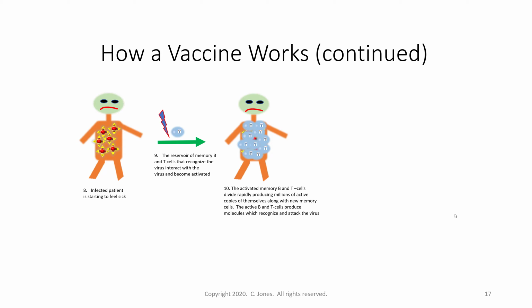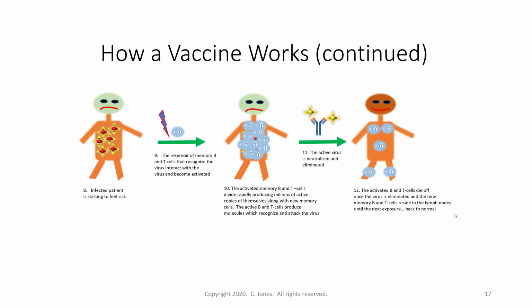My lymph nodes are swelling. That means my immune system is responding. I am making memory B and T cells. And those memory B and T cells, guess what? They're going to make antibodies that interact with the virus. They're going to bind to the virus. They're going to stop the virus from infecting your cells, so the amount of virus in you doesn't increase.